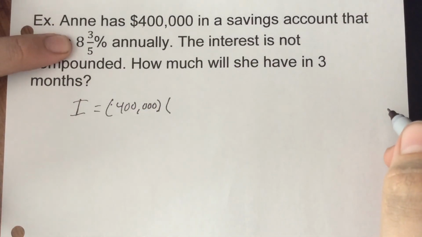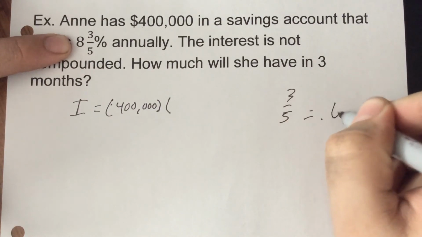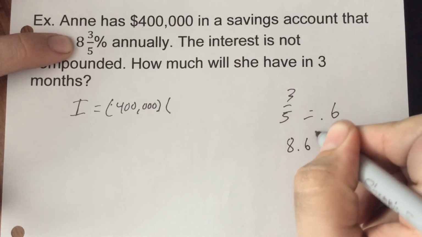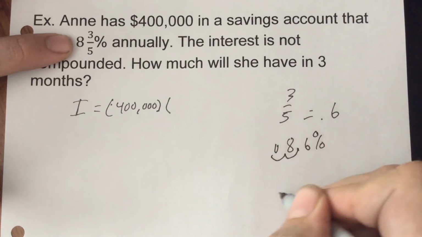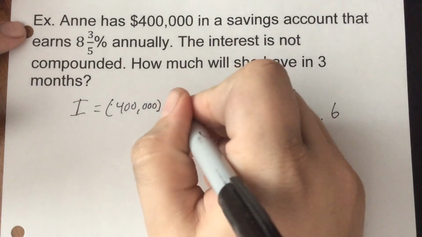Now, 3/5, if you divide that out, will be 0.6. So this is really like saying 8.6%. So when we move the decimal 1, 2, it's going to be 0.086 as a decimal. And that's what we're going to put in here.